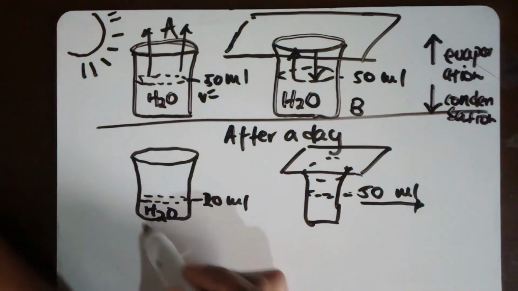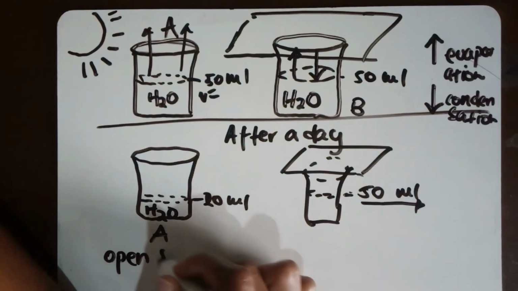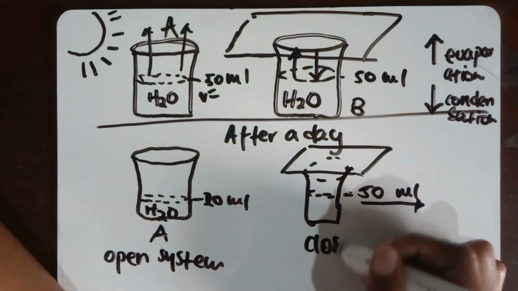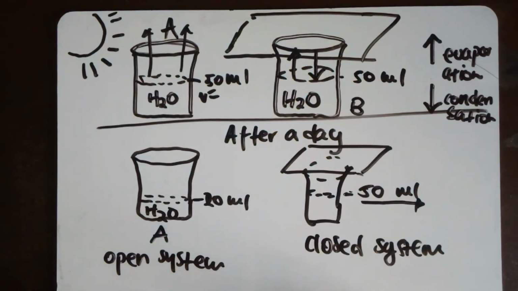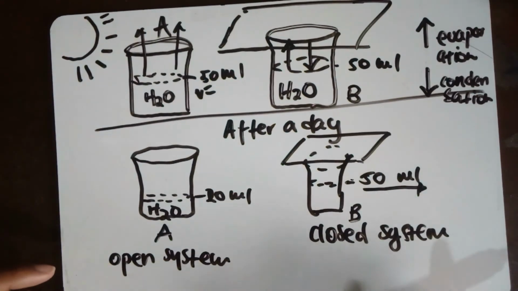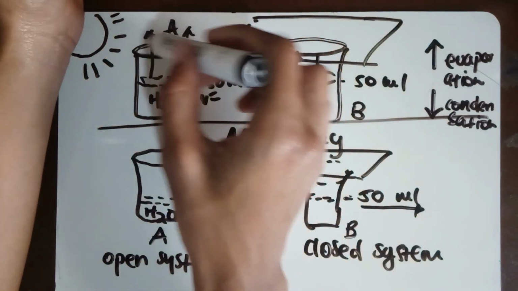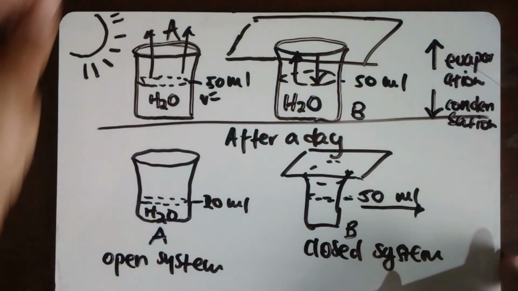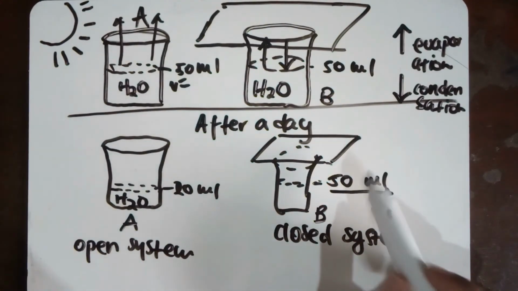So in beaker A, we had what we call an open system. And in beaker B, we have what we commonly refer to as a closed system. And you have to be able to differentiate between the two. So, what is a closed system? What is an open system? Let us start there. An open system is a system that is continuously interacting with the environment, the same way that the evaporated water was just going out into the environment, right? And a closed system, in reverse, is a system that is isolated from its surroundings.